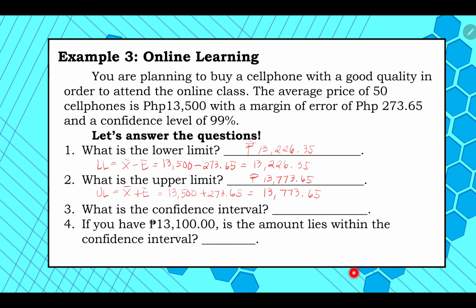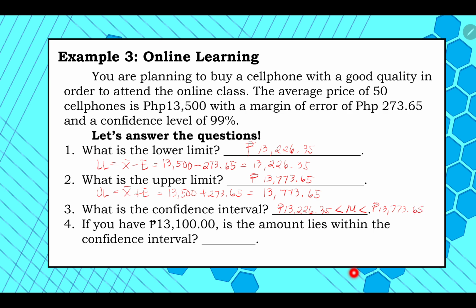What is the confidence interval? The confidence interval utilizing the lower limit and the upper limit will be between 13,226.35 and 13,773 pesos and 65 centavos.